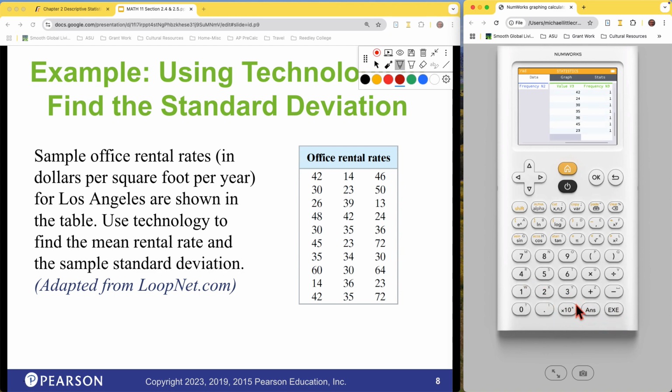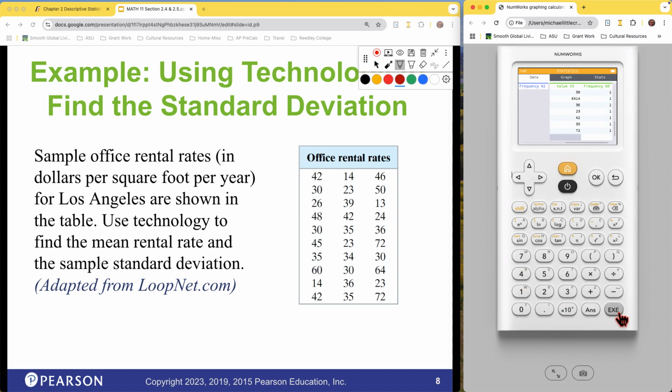And even 23, okay, then 72, and then 35, 34, 30, 60, 30, 64, 14, 36, 23, 42, 35, and finally 72.